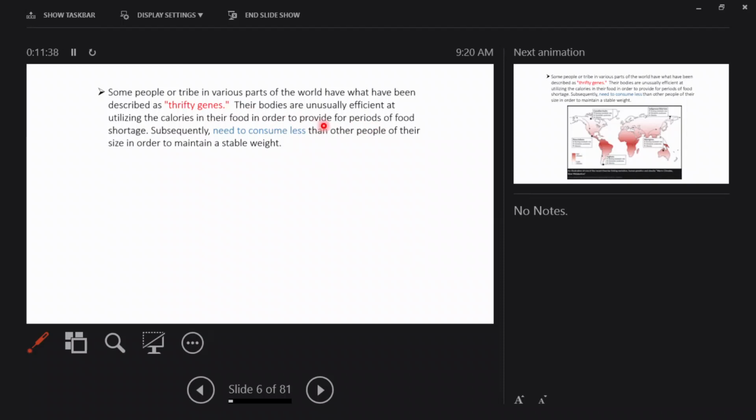So in order to provide for periods of food shortage, they subsequently need to consume less than other people their size in order to maintain a stable weight. When they eat something, for example, rice. In Malaysia, we used to eat rice, right? A plate of rice with one chicken and a vegetable. One plate of rice maybe contains about 500 to 600 calories. When people with a thrifty gene eat a plate of rice with chicken and some vegetable, they can efficiently take maybe 90% of the calories the plate has to offer, about 450 calories out of 550.